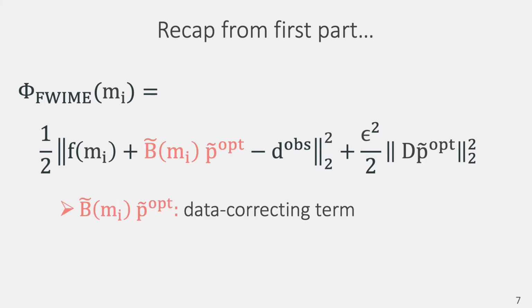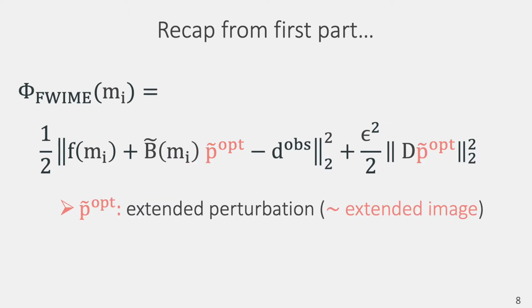In the data fitting term, we add a data correcting term to ensure phase alignment between observed and predicted data. And this data correcting term is obtained by applying the extended Born modeling operator B tilde to an extended perturbation P tilde optimal. We saw that P tilde optimal, or P tilde opt, is computed iteratively every time our velocity model MI changes. And such computation is referred to as the variable projection step in FWIME. We also saw that p tilde opt possesses similar features as extended images, which can provide valuable information about the accuracy of our velocity model.